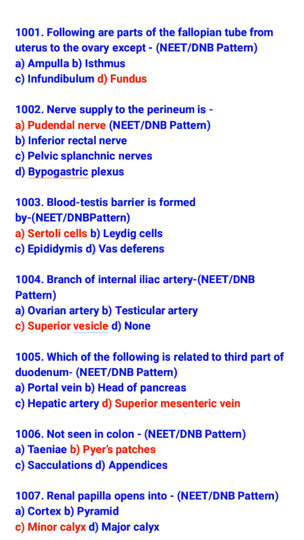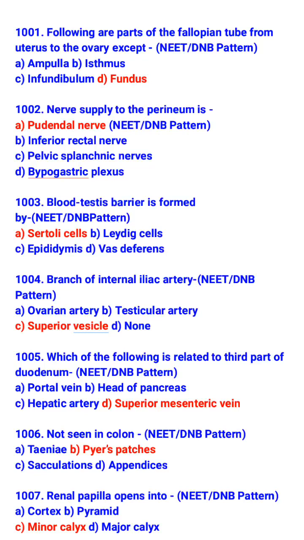Following are the parts of the fallopian tube from uterus to the ovary except fundus. So which are the parts of fallopian tube from uterus to ovary? Ampulla, isthmus and infundibulum. Nerve supply to the perineum is pudendal nerve. Blood testis barrier is formed by Sertoli cells.